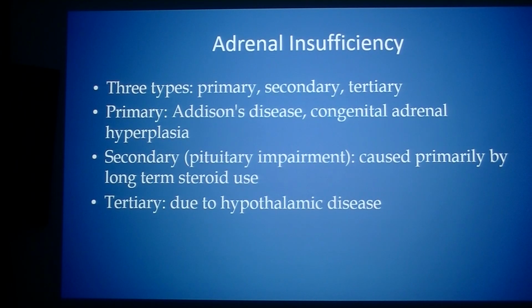There are three types of adrenal insufficiency: primary, secondary, and tertiary. Primary would be Addison's disease, congenital adrenal hyperplasia, and things like that. Secondary would be pituitary impairment, caused primarily by long-term steroid use. And tertiary would be due to hypothalamic disease.